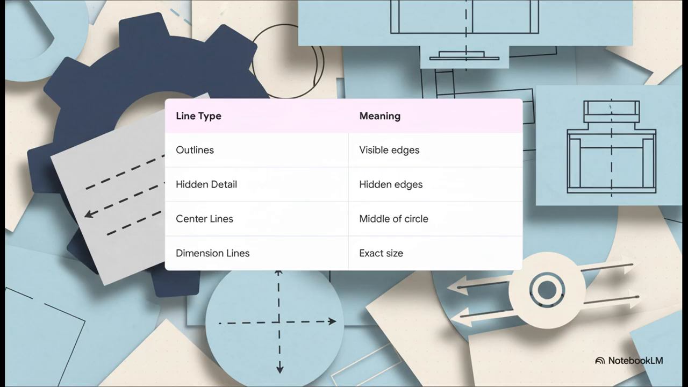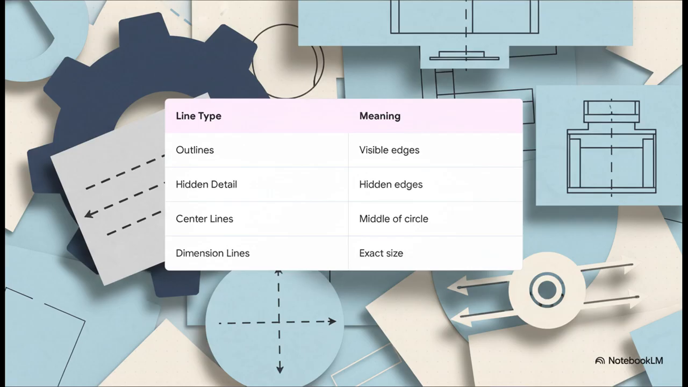Just like periods and commas tell you how to read a sentence in a book, line types tell a builder exactly how to read a drawing. Outlines are dark and thick. They show the visible edges you can actually see from the outside. Hidden detail lines are drawn as little dashes. They show secret edges that are hidden inside or behind the object.